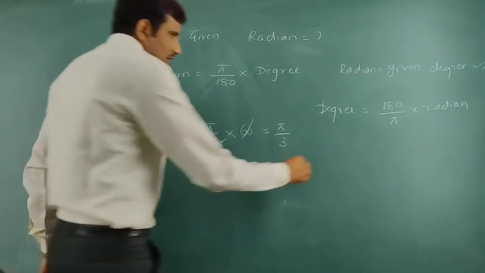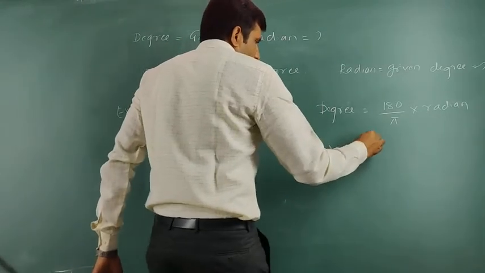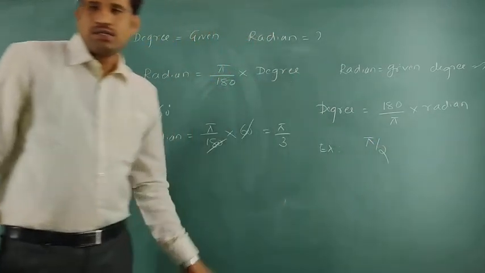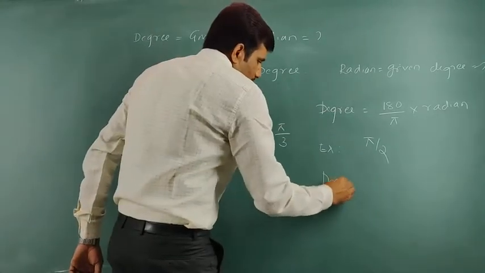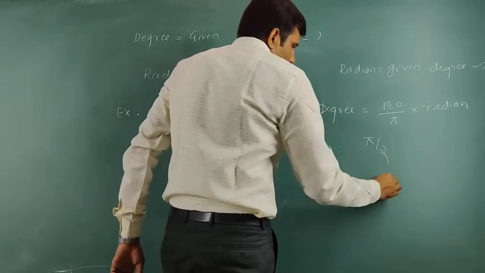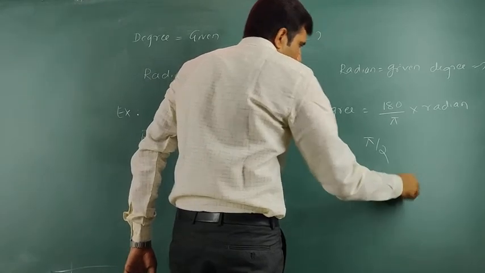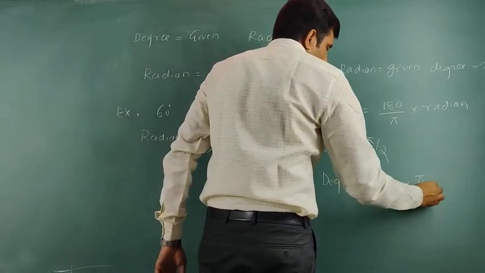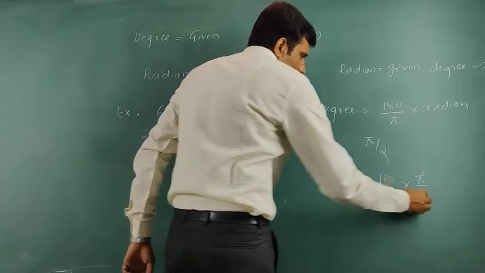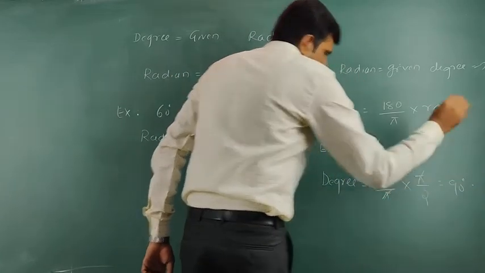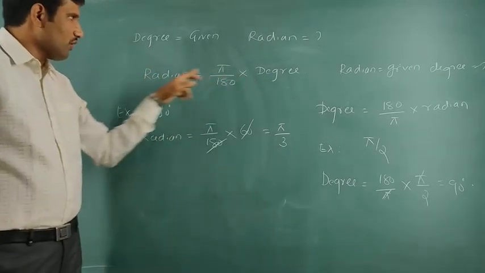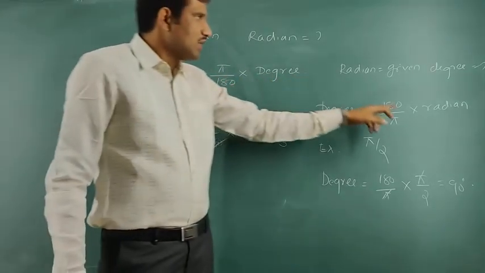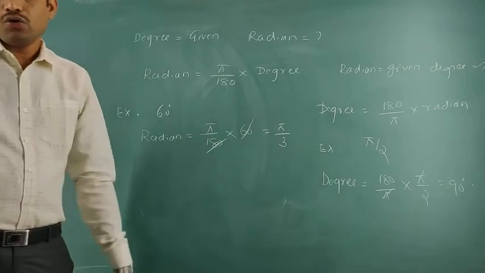So for example, see here, I will take pi by 2 radians. Pi by 2 radians means what? 90 degrees. Check here. Degree is equal to 180 divided by pi into radian. Radian is pi by 2. Here pi will get cancelled. 180 by 2 is how much? 90 degrees. Right? So by using this formula we can convert degrees into radians, and by using this formula we can convert radians into degrees.